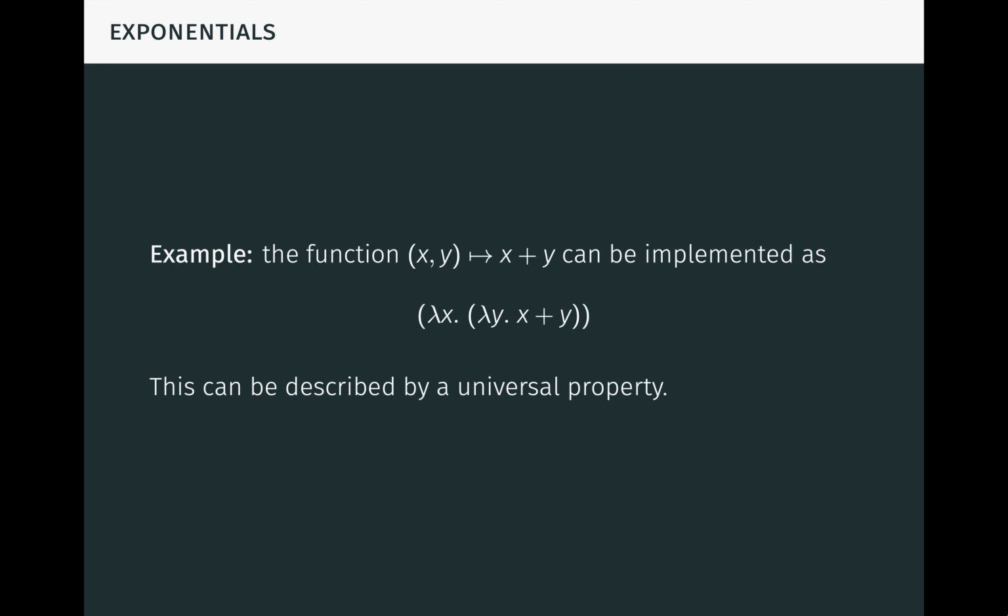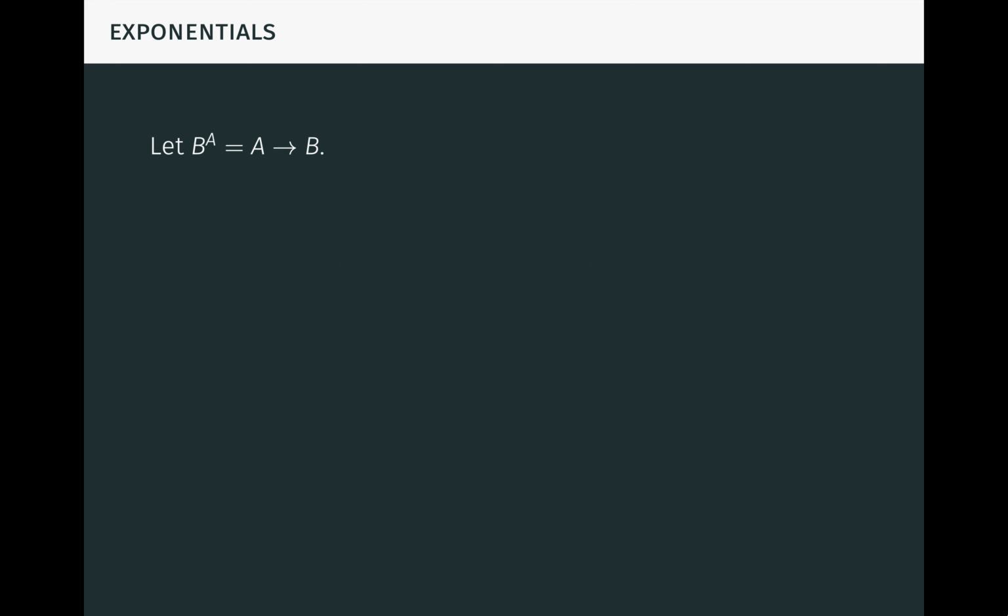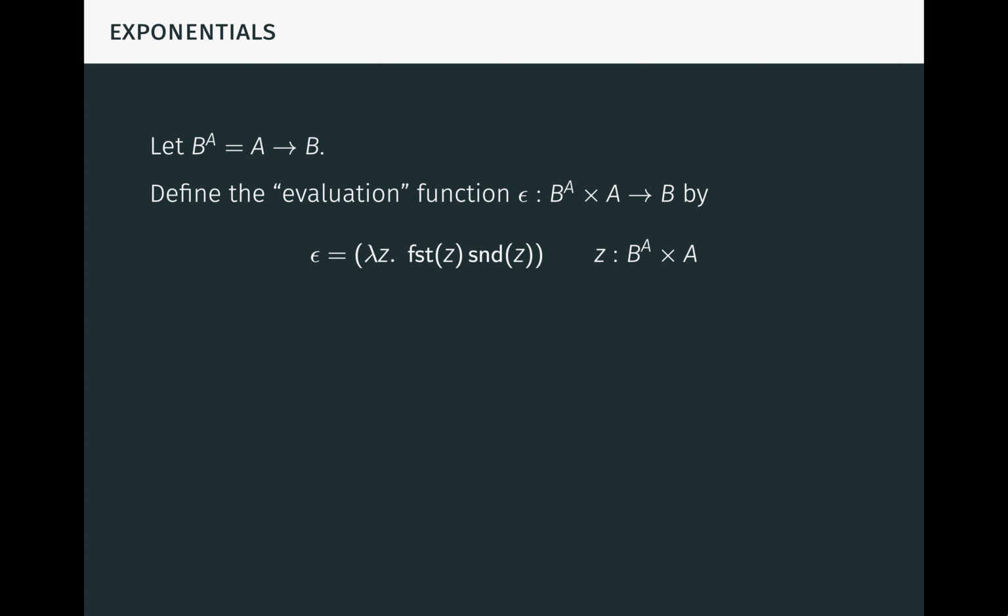It turns out that this phenomenon can be described by a universal property. For types a and b, let b to the a denote the type of functions from a's to b's. This exponential notation is motivated by the fact from set theory that the number of functions from a set x to a set y is equal to the number of elements in y raised to the power of the number of elements in x. We can define an evaluation function epsilon from the product b to the a times a to b by this lambda expression.